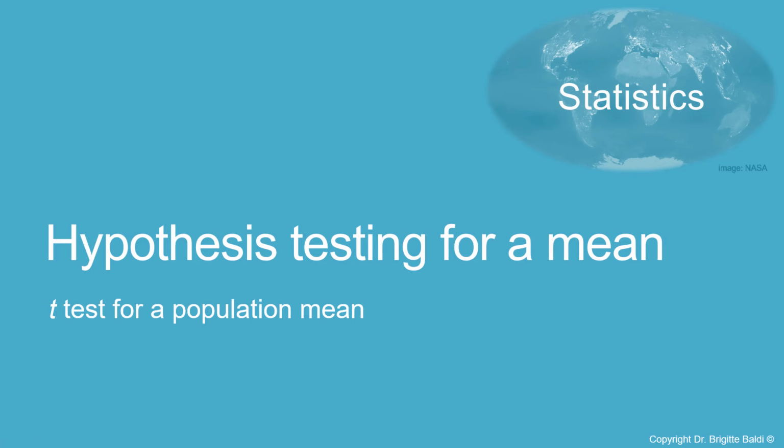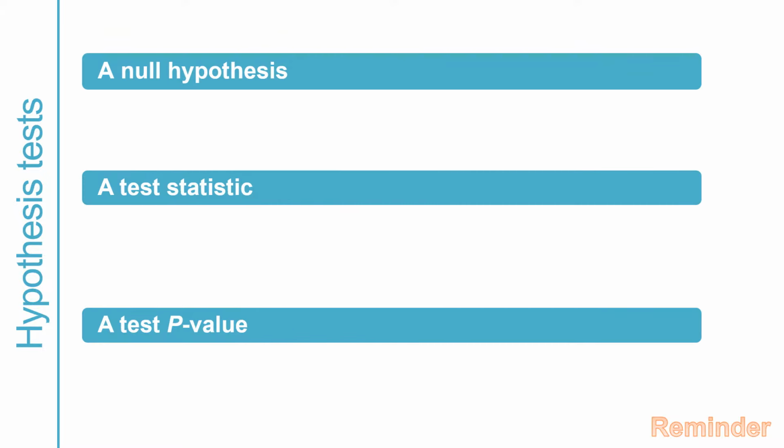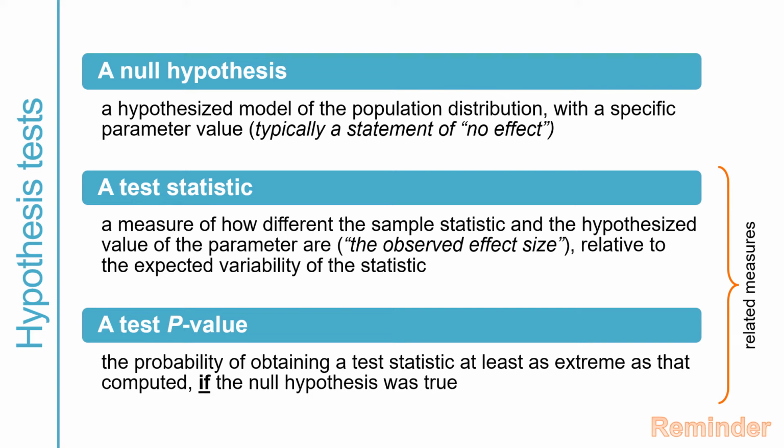In this video, we introduce the t procedures used to test a hypothesis about the unknown mean mu of a population. Let's start with a reminder. Hypothesis tests contain a null hypothesis, a test statistic, and a test p-value. So how do we calculate the test statistic and p-value?